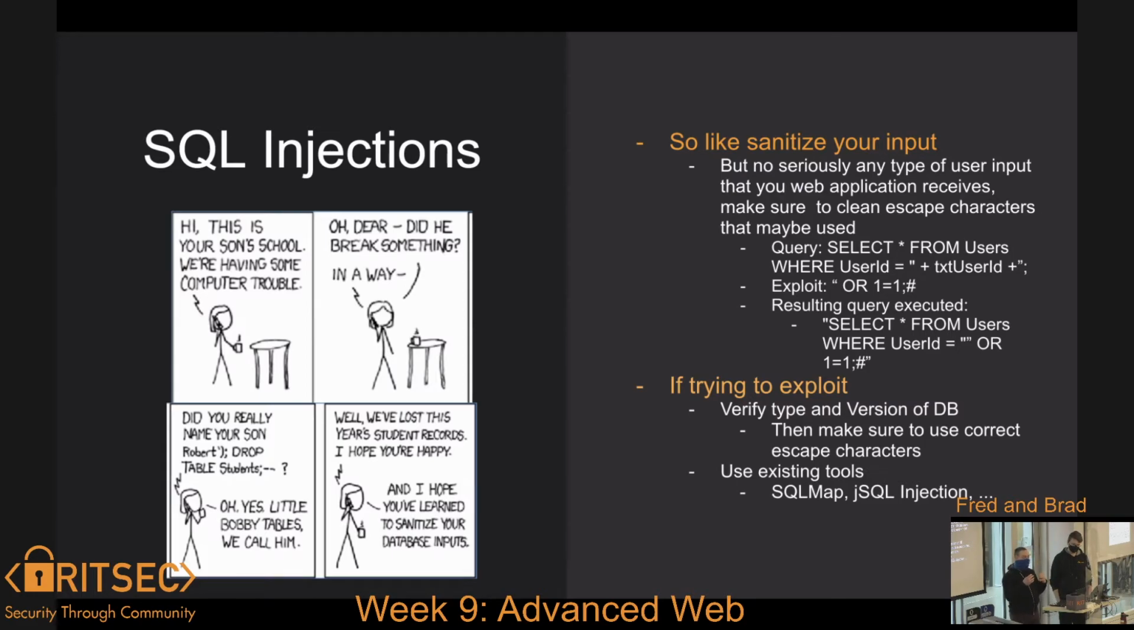But if you're trying to exploit this type of vulnerability, what you would have to do is verify the type of database they're using at the backend and the version that it's running, because different backends and different versions have different escape characters and different vulnerabilities, and it also depends on what they're using for the front end. It becomes a lot, so some existing tools such as SQLMap or jSQL Injection basically automate the process for you, and personally, it's a lot easier using that than trying to manually figure it out.